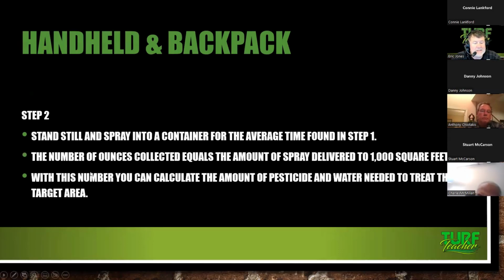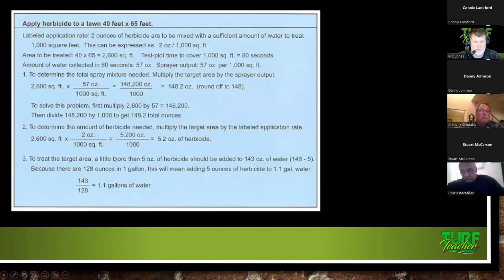Step 2, we're going to stand still and spray into a container for the average time found in step 1. The number of ounces collected equals the amount of spray delivered to 1,000 square feet. And with this number, you can calculate the amount of pesticide and water needed to treat the target area. And now we get into some fun problems.